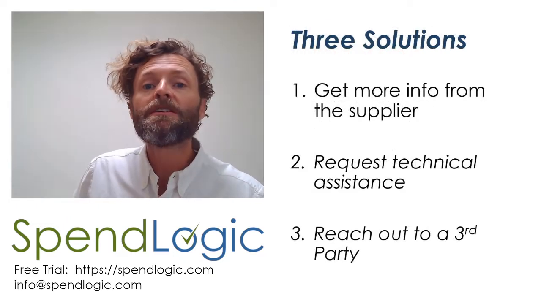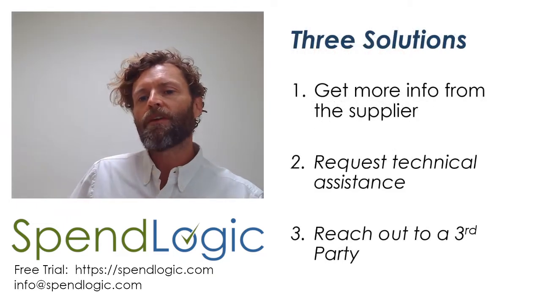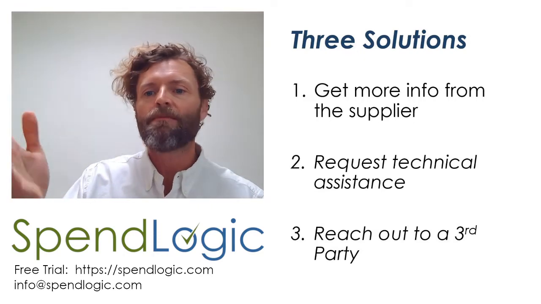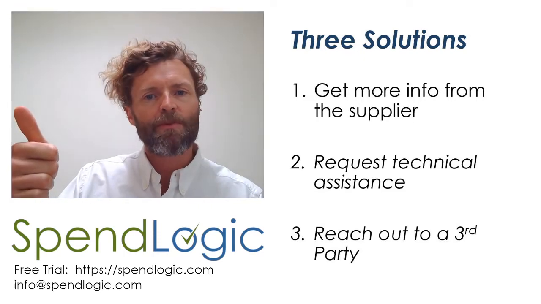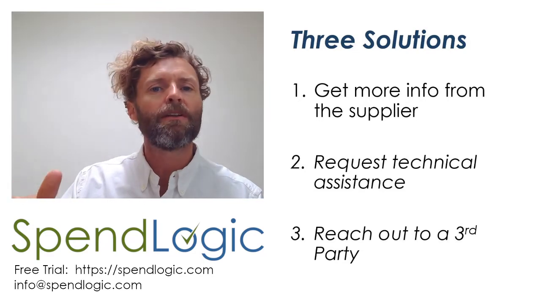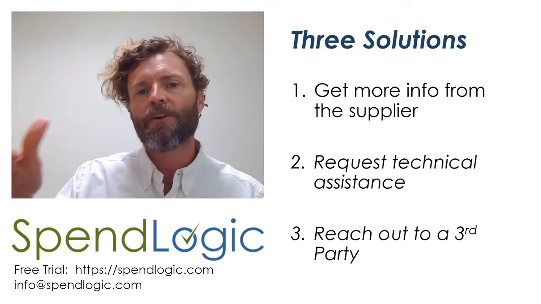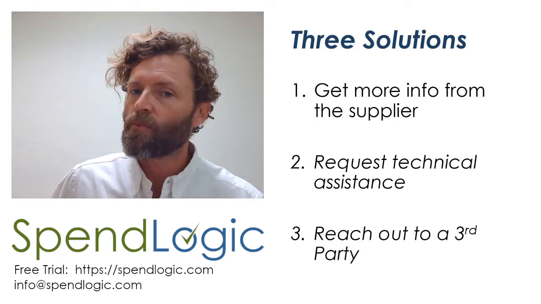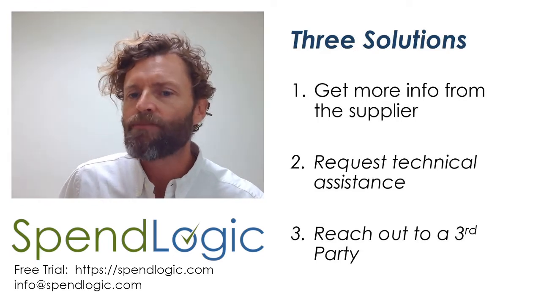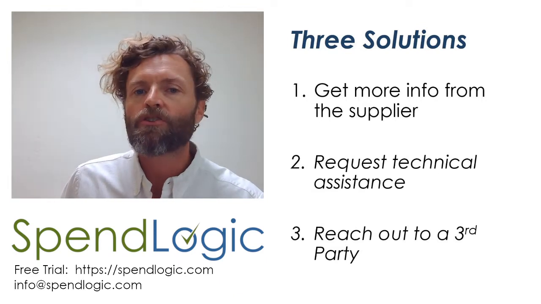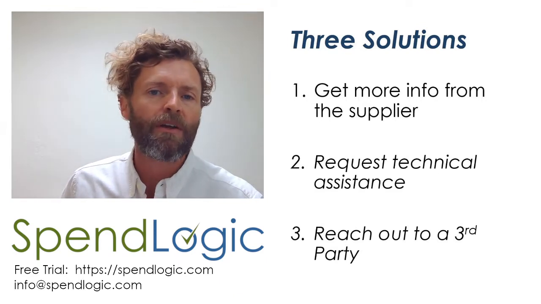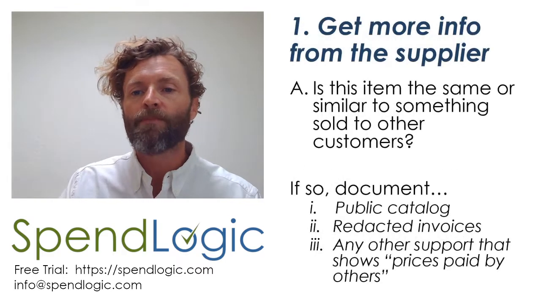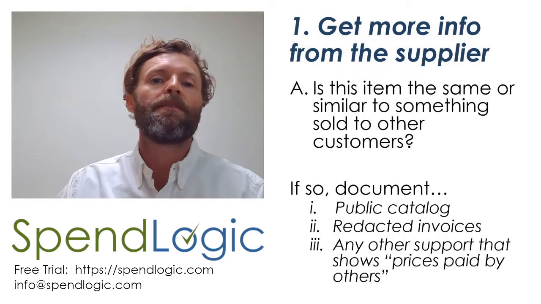I'm going to go over 3 solutions today. Number one is very obvious, or it seems obvious, right? But number one, get more information from your supplier. And there's 3 things that I'm going to dive into as far as getting more information is concerned. Number 2, request technical assistance. We all know what that means, but how do we do it right? And third, how do we reach out to a third party? What third parties are out there? What can we do? And what does that actually mean? So let's get started with number 1, getting more information from the supplier themselves.